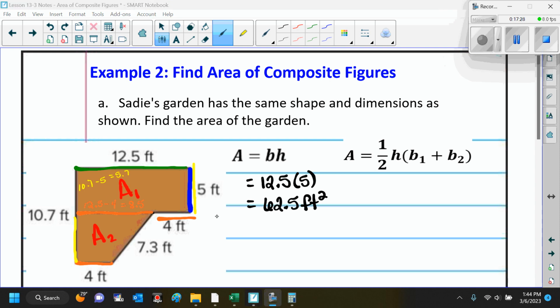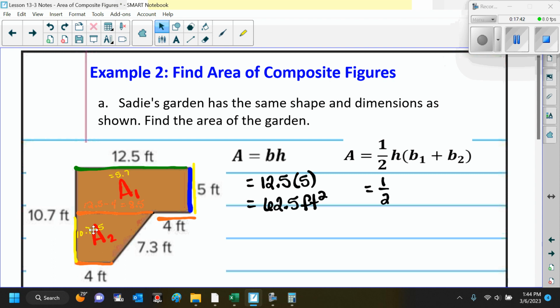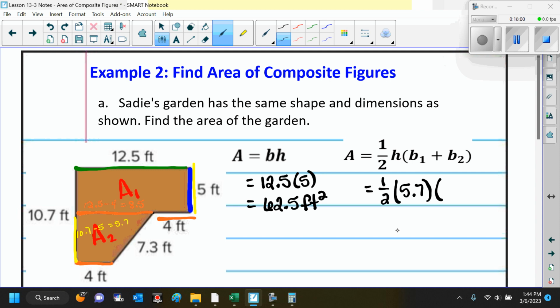So now we can substitute in for our trapezoid. We've got 1/2 times the height of the trapezoid. This is going to be down here. That's the height down there. So the height of this trapezoid is 5.7, times the sum of the bases. So the bases are 4 plus 8.5. Now we can just simplify that, using my order of operations. I'm going to do what's in the parentheses first. So 4 plus 8.5 gives us 12.5.